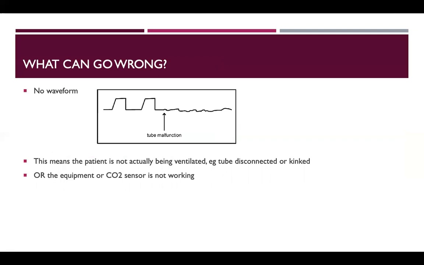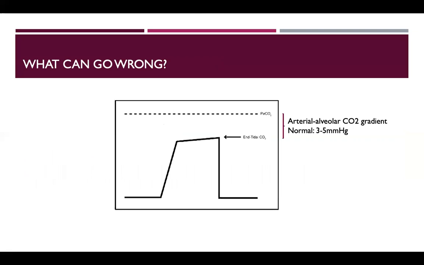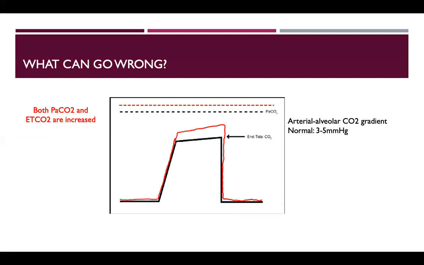And other things that can go wrong are, what I'm going to show for this next set of slides is the difference between your PaCO2 and your end tidal CO2. So assuming you have that little end tidal CO2 monitor that you can put on the patient's mouth versus a PaCO2 that you get from an ABG, there's a normal arterial alveolar gradient between the two. This will normally be about 3 to 5. I'm going to show you different ways that this line and this curve can change in relation to each other.